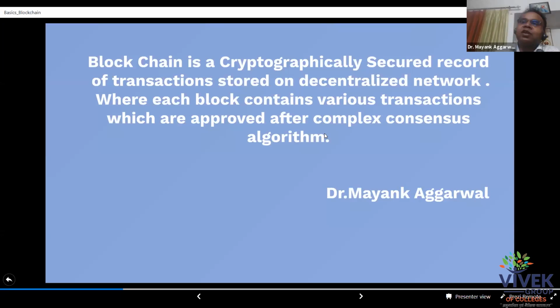Now blockchain is a cryptographically secured record of transactions stored in a decentralized network. So what is blockchain? It is a cryptographically secured record of transactions. Now what is a transaction? I'll tell you. Stored on a decentralized network where each block contains various transactions which are approved after a complex consensus algorithm. Now what is a transaction and what is a consensus algorithm?